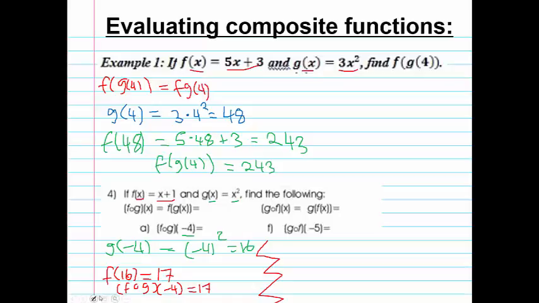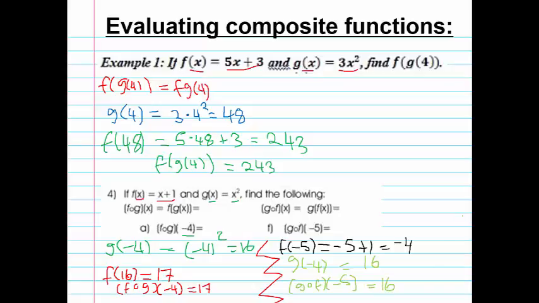Let's do the next question. This time it's g composed with f. So now what you do is f of minus 5. The rule says you add 1 to it. So this becomes minus 5 plus 1, which is negative 4. Now you do g of negative 4, which will give you 16. So this means that g composed with f of negative 5 is actually 16.